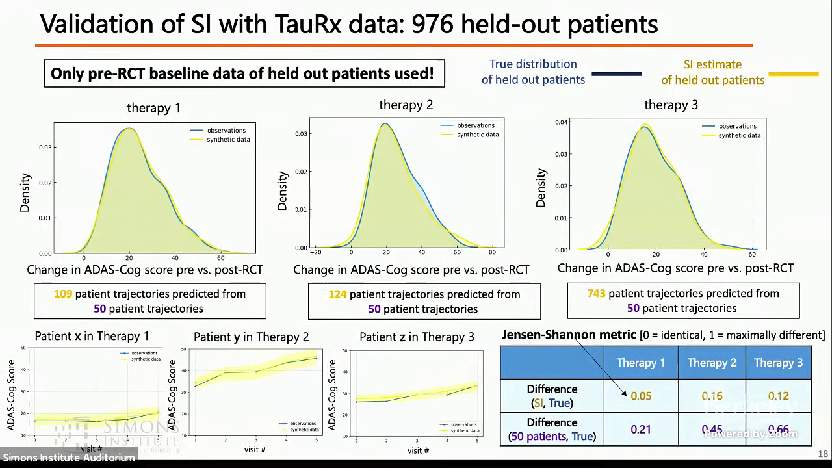The way we actually created these distributions is by predicting the individual trajectories of each patient. So here I'm just doing a simple validation exercise where we randomly took data of 3 patients from 3 different therapies. So in therapy 1, patient X, blue is the true ADAS-COG score, yellow is what we predicted, and then the shaded part is the confidence interval that we produced. I'll tell you how we did that. We repeat the process for therapies 2 and 3.